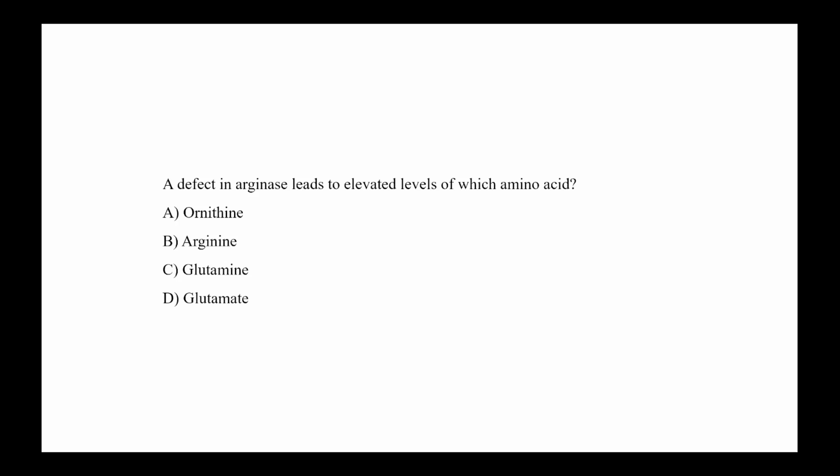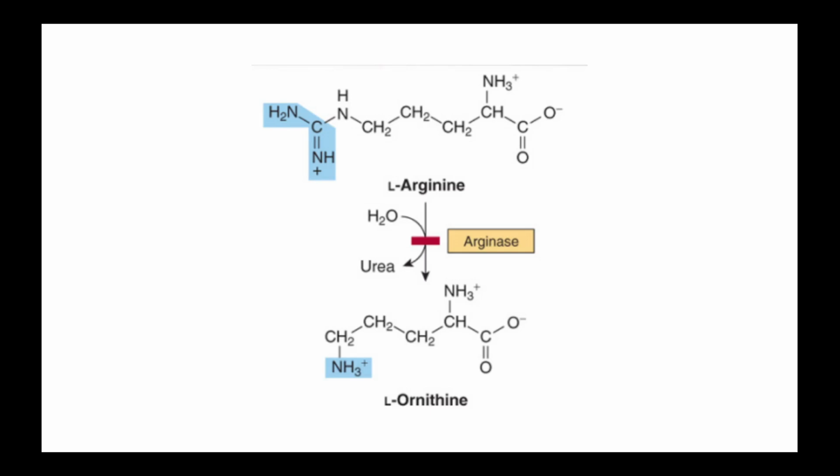You are answering option B, arginine. That is the correct answer. Arginase is the enzyme involved in the catabolism of arginine into ornithine. So arginine gets converted into ornithine by the enzyme arginase. You have seen this reaction in the urea cycle as well. A defect in the enzyme arginase will lead to accumulation of arginine. Like in the case of histidine, we had histidase, and defect in histidase was leading to accumulation of histidine. Similarly, defect in arginase will lead to accumulation of arginine.